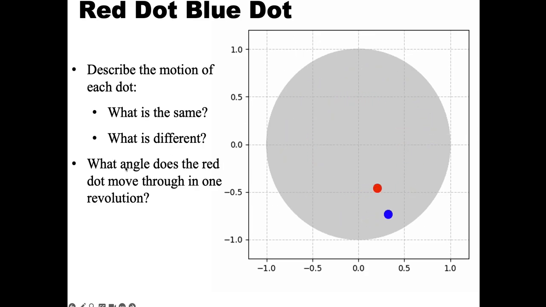So this gets us thinking about, well, what angle does the red dot move through in one revolution, right? They go through the same angle, 360 degrees in the same amount of time. So they have different velocities, but the same, well, I'm going to call it angular velocity, okay? So we're going to come back to these terms. We're going to be thinking about these dots quite a bit today.